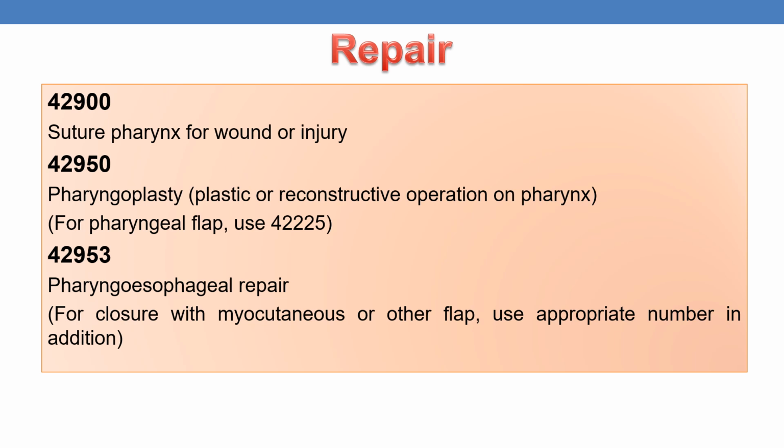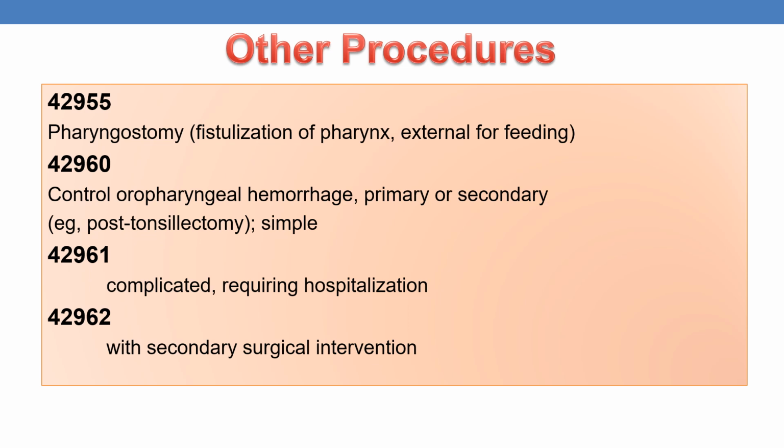And for closure with myocutaneous or other flap, use appropriate number in addition. Next, finally coming to other procedures. The first CPT is 42955. It deals with pharyngostomy for fistulization of pharynx or external for feeding.